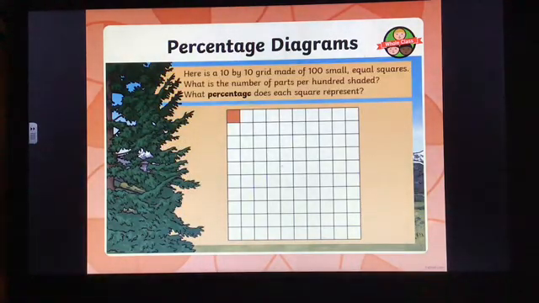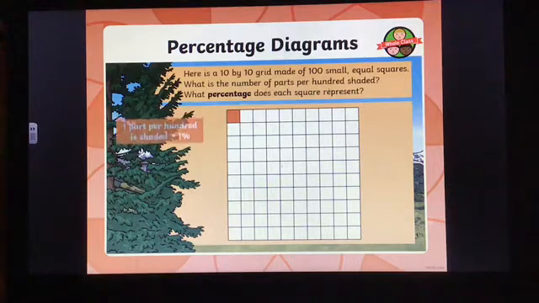So here's a 10 by 10 grid made of 100 small equal squares. If I was thinking about the number of parts per 100 shaded, what percentage does each square represent? Well, in this diagram here, there is one square out of 100 shaded in. So 1 out of 100 is 1%.